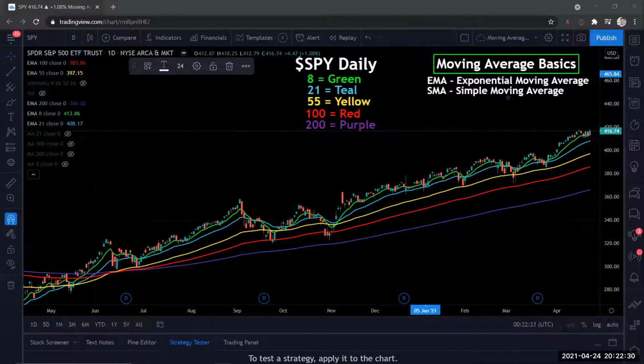Now, for me, when I'm trading, I'm heavily focusing in on the 8 and the 21 and also the 55. Those moving averages are the ones that fluctuate the most because they take into account the most recent price action.